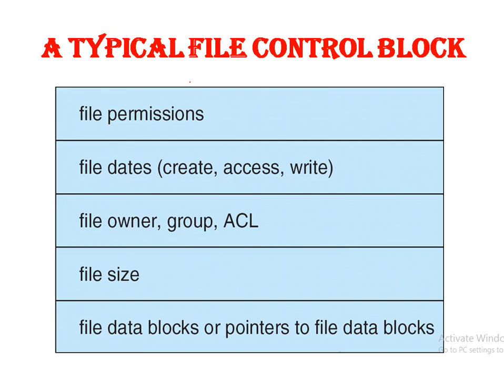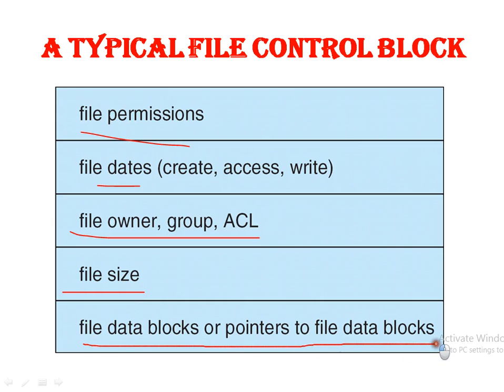Next, we shall see what is inside our file control block. A typical file control block contains file permissions, file dates, that is create, access, write, file owner details, group, and so on. Next, file size: what is the size of the file? Then file data blocks or pointers to the file data blocks. How many data blocks are there and how many pointers are pointing to that particular data block. All these are the information provided inside our file control block, that is nothing but FCB.